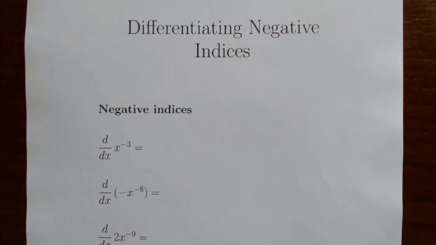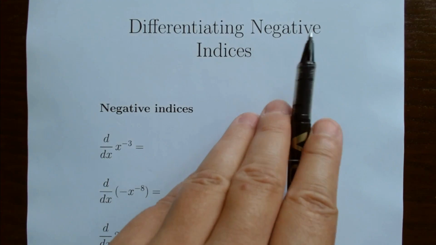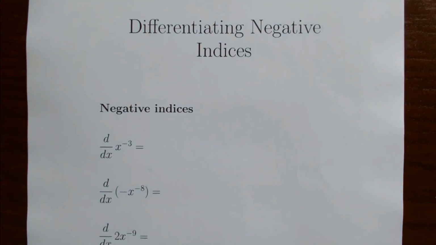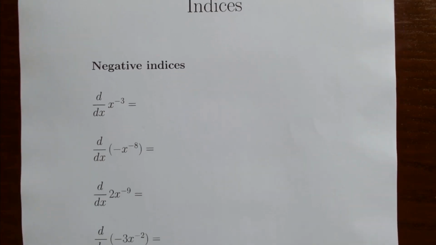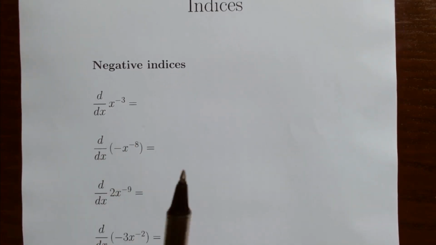Okay, so in this lesson we're going to be differentiating polynomials that have negative indices, and we'll begin with single terms, with monomials first. And it turns out that the rule doesn't change.